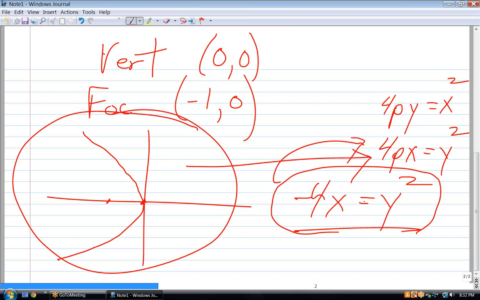Now, I could write this differently. If you prefer, I can write x equals -1/4 y squared. That's the more typical way to write it. But that's not in the general format either. The general format is 4px equals y squared.